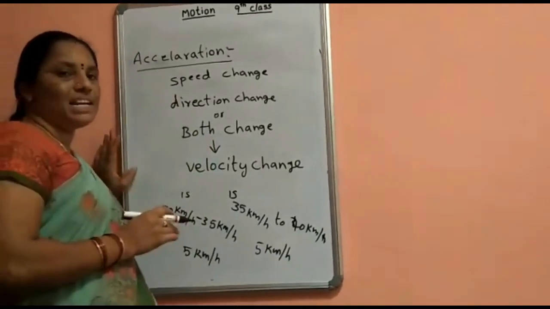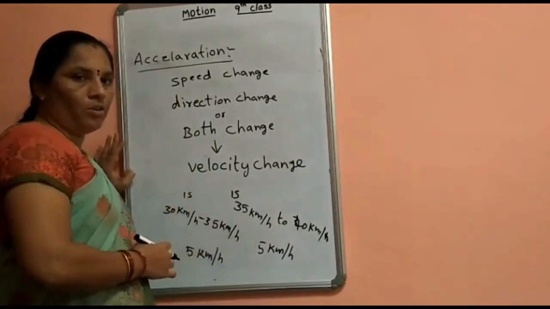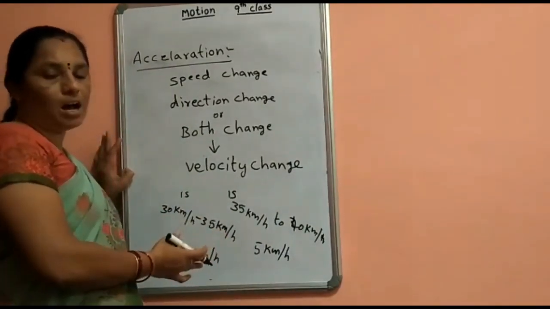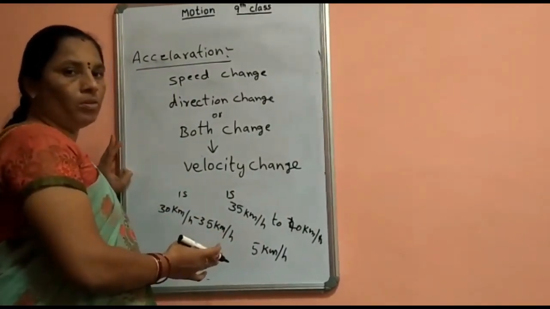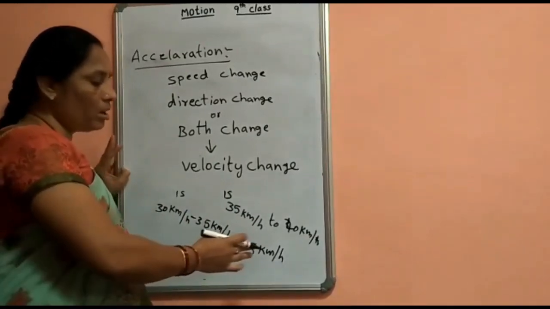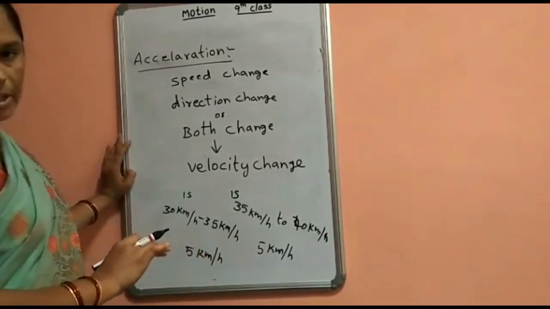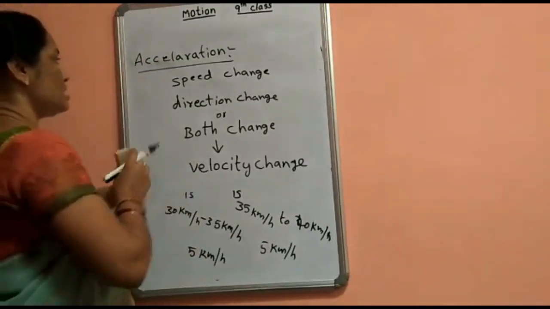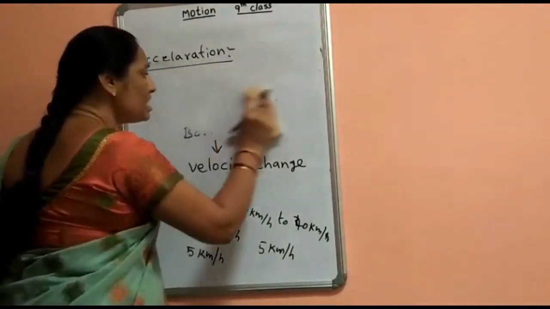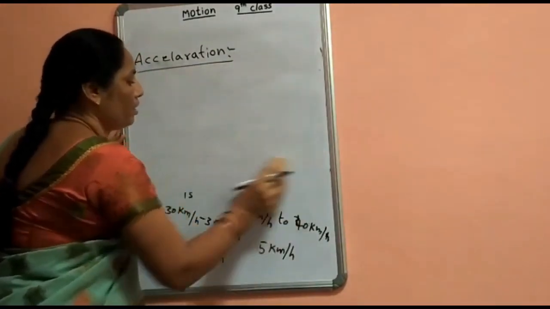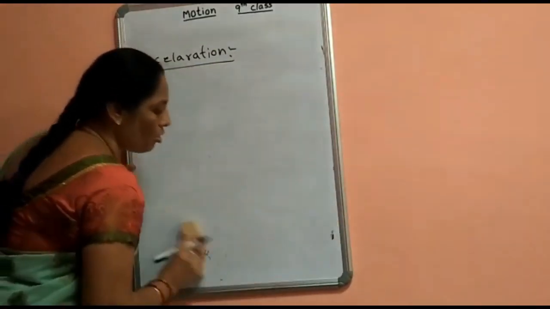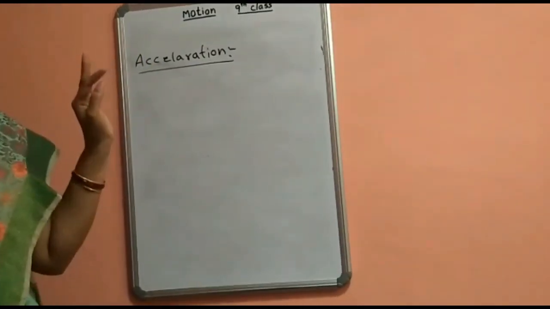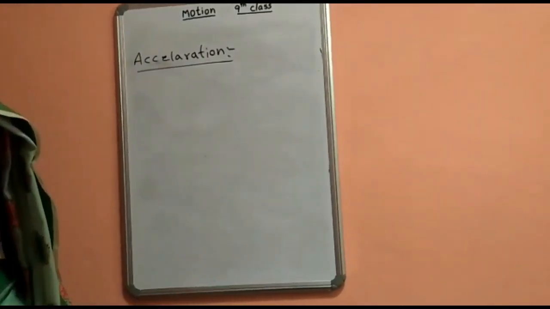So what is the acceleration of the car? The acceleration of this car is 5 kilometers per hour every second. So finally, we discuss what is acceleration. Acceleration means the rate of change of velocity.